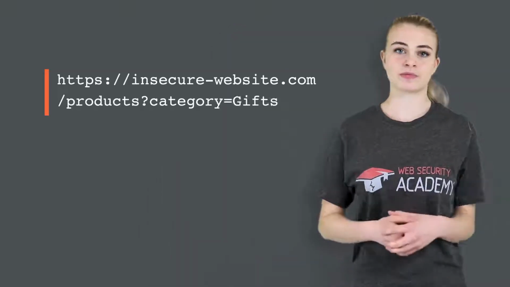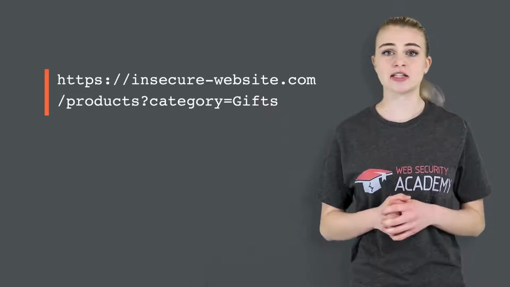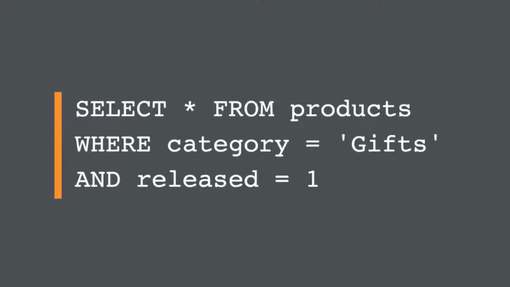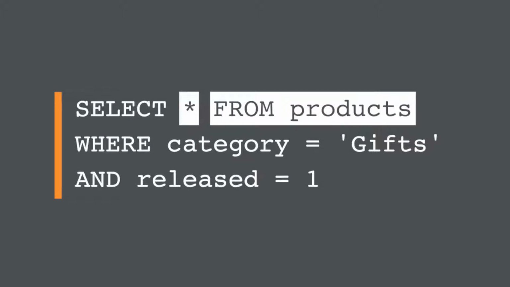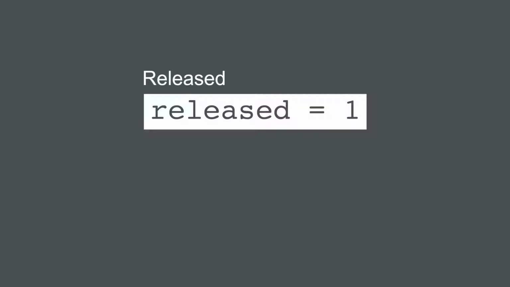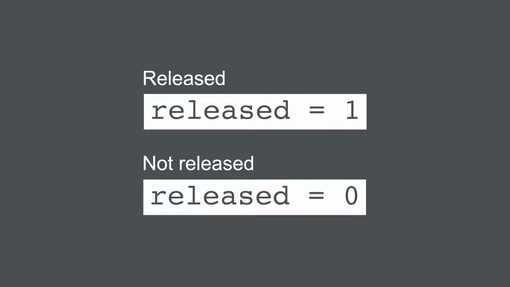Consider a shopping application that displays products in different categories. When the user clicks on the gifts category, their browser requests this URL. This causes the application to make an SQL query to retrieve details of the relevant products from the database. This SQL query asks the database to return all details from the products table where the category is gifts and released is 1. The restriction that released is 1 is being used to hide products that are not released. For unreleased products, presumably released is 0.